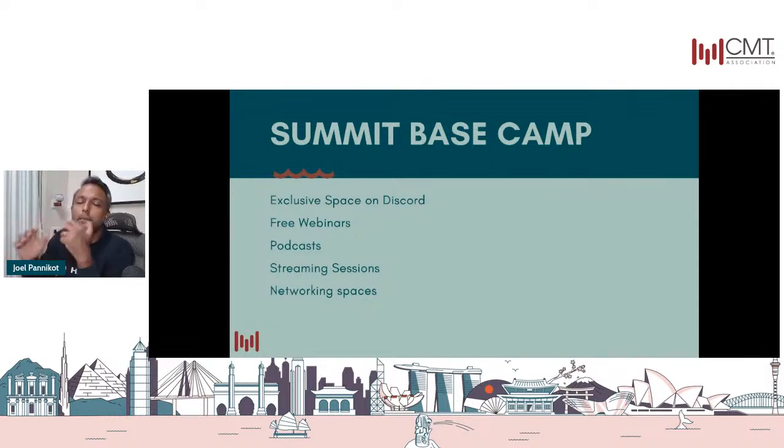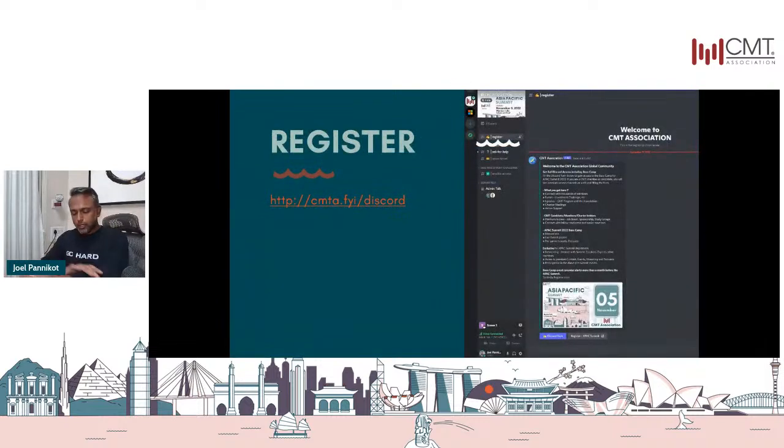So, in order to participate in the Summit Basecamp and in our Discord experience in general, I would invite everyone to come to our Discord server. The simplest way to do it online is to go to cmta.fyi/discord. Or if you are on Discord, our server is searchable. You can just search for CMT Association and you'll find the server. Once you get to the server, you'll see where I have the little white waves, a register channel. You get into the register channel and fill in the form that you see there, the Discord form.